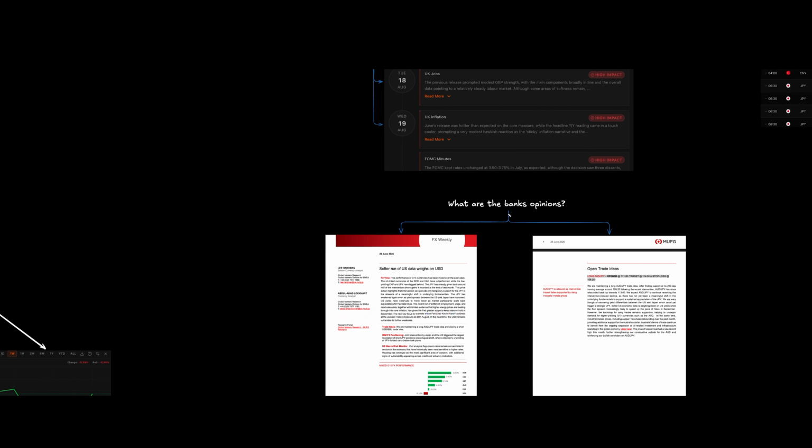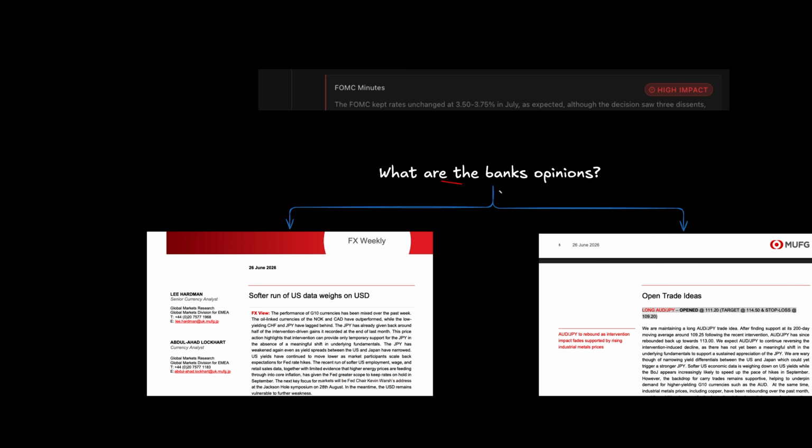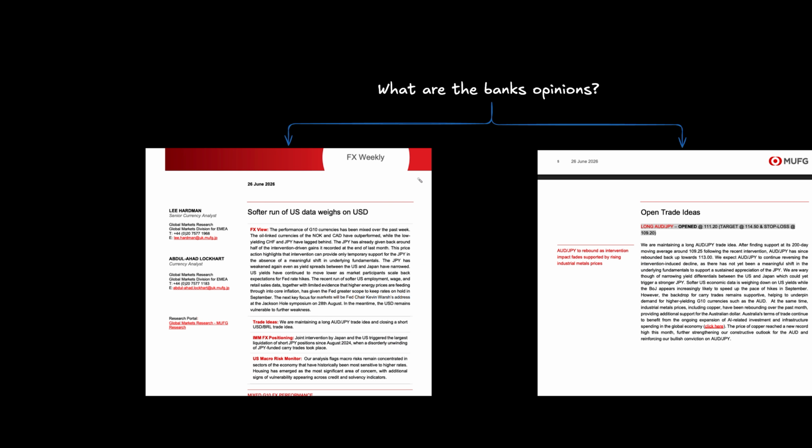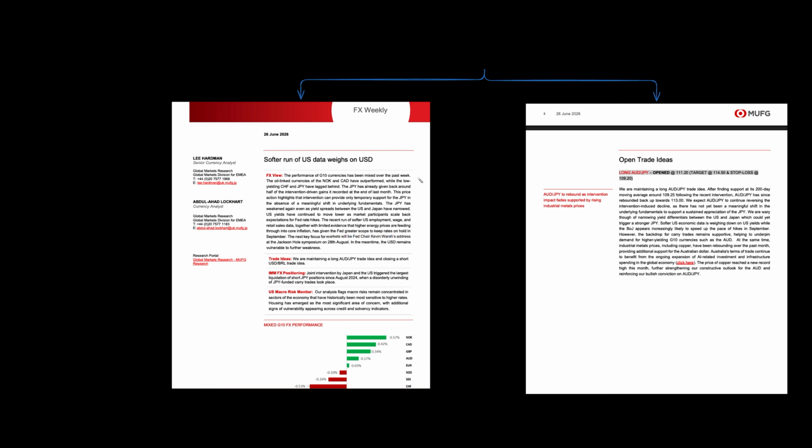After that, I'm also checking what we call the banks' opinion. I don't want to copy the banks. It doesn't make sense. I'm not an institutional trader, okay? I'm not working for JP Morgan or whatever. However, as a retail trader, I can access, and you can access as well, bank research to know exactly what the banks expect for the market.